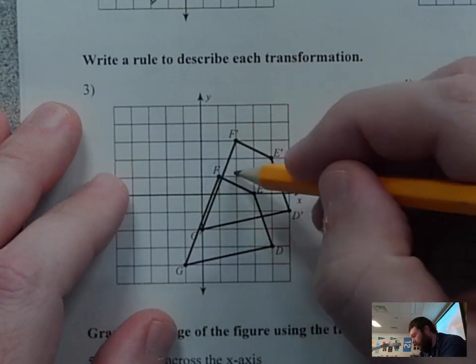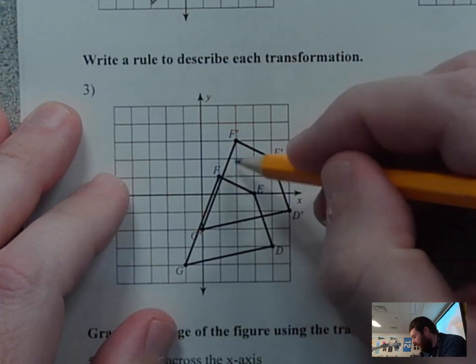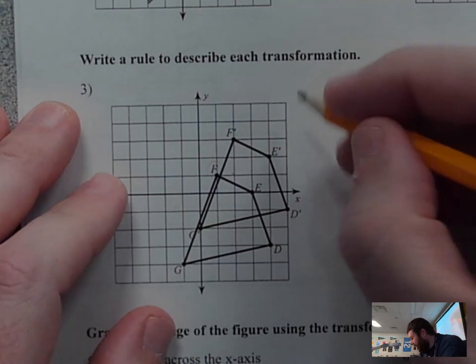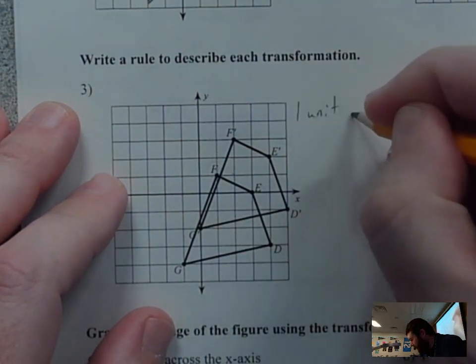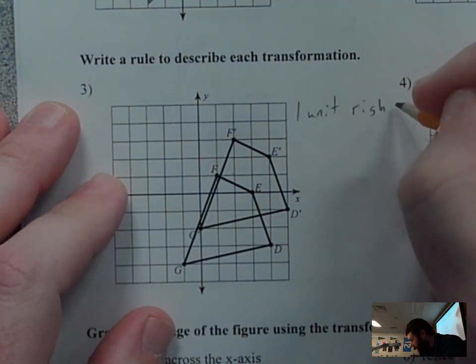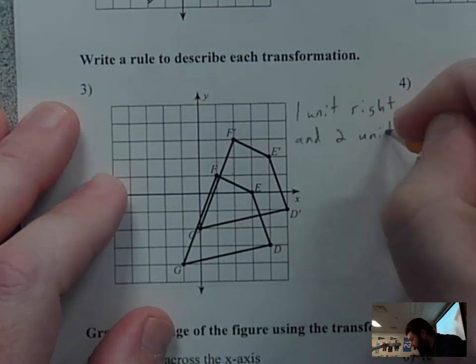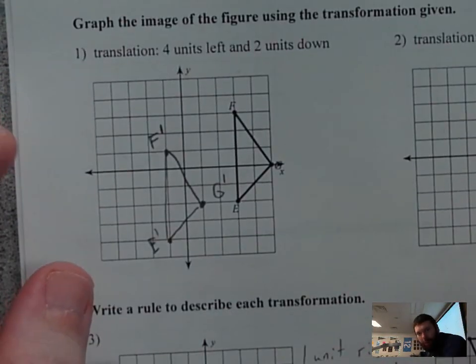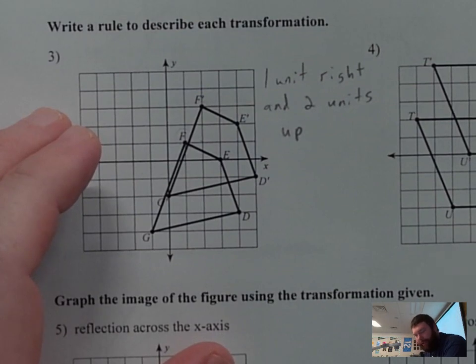It looks like it went 1 unit right and 2 units up. I would go 1 right and 2 up. So I could write this a couple of ways. I could just say 1 unit right and 2 units up. That's how these problems were written. Or there's a quick shorthand rule that you can also see it expressed as.